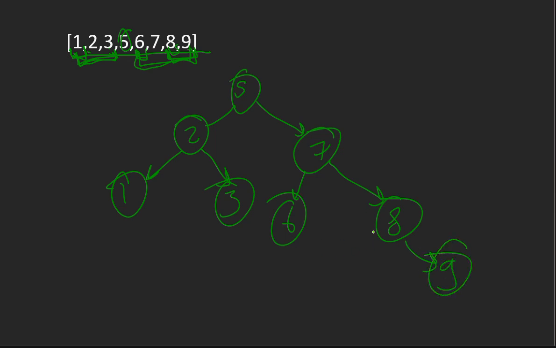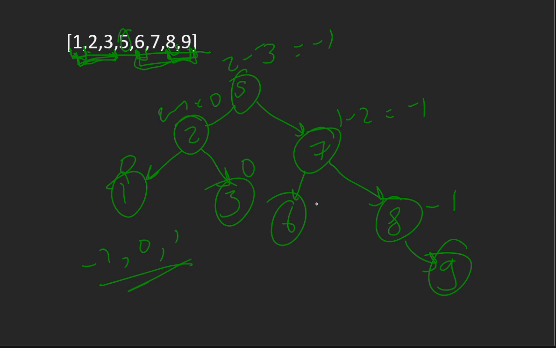Now let's check if it is a balanced binary search tree. At 9, both sides give height difference 0. Here at 8, 0 minus 1 gives minus 1. At 7, 1 and 2, 1 minus 2 is minus 1. At 3, 0 minus 0, 0. At 1, 0 minus 0, 0. At 2, 1 minus 1 equals 0. At 5, this will give us height 2 and this will give us height 3, so 2 minus 3 equals minus 1. So at each node the height difference is either minus 1, 0, or 1, which means it is considered balanced.